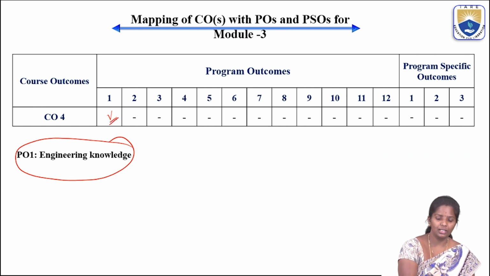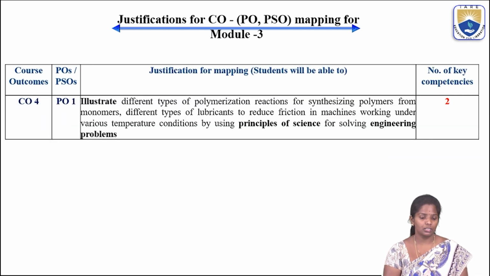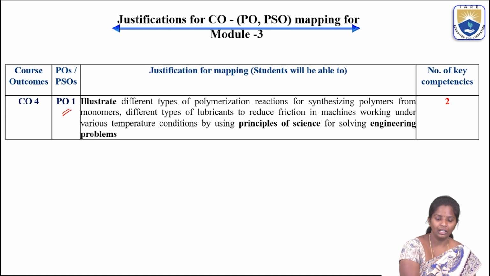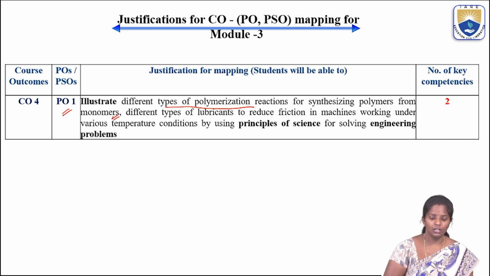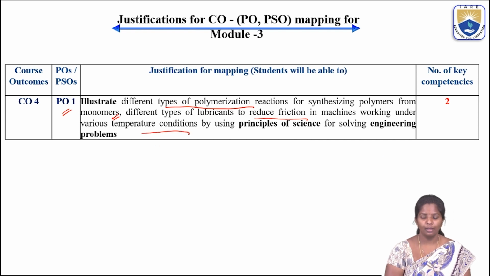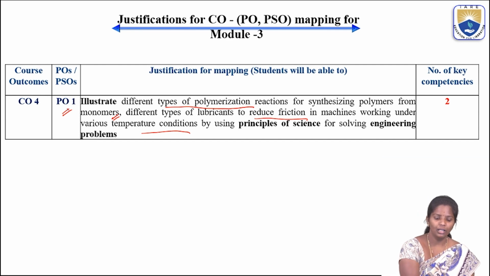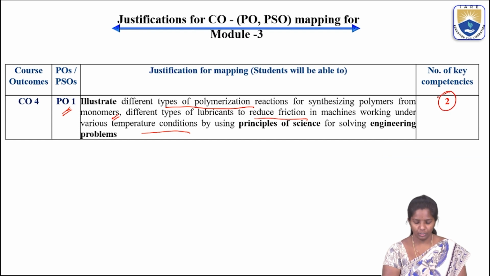So only PO1 is ticked for course outcome 4, that is engineering materials. In detail, it illustrates different methods or types of polymerization reactions for synthesizing polymers from monomers. Different types of lubricants are used to reduce the friction in machines working under different temperature conditions, by using the principles of sciences and engineering problems. So it is mapping with the PO1 only. It matches with the 2 key competences. Therefore, it is given 2.